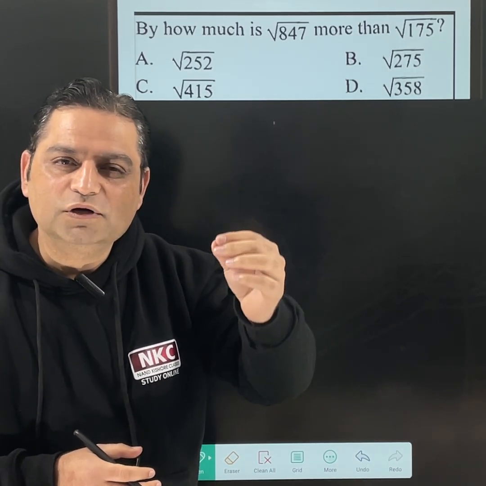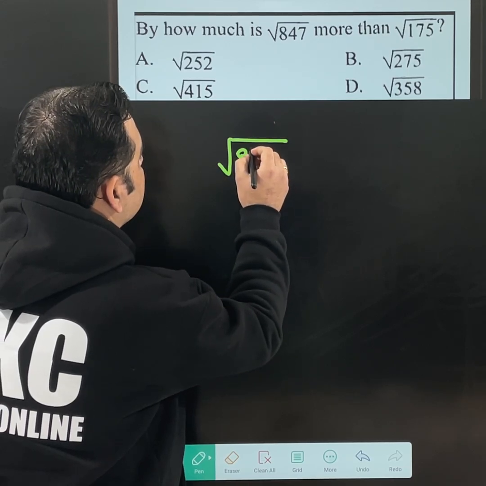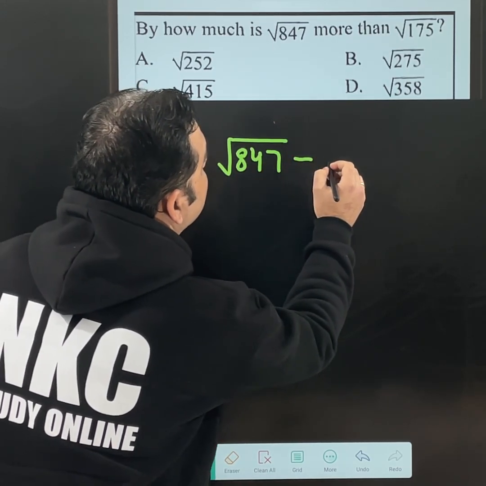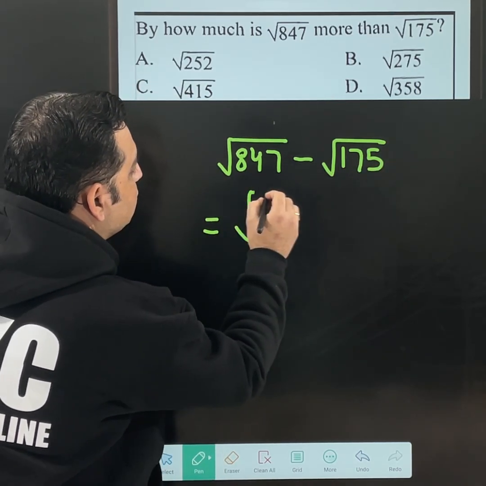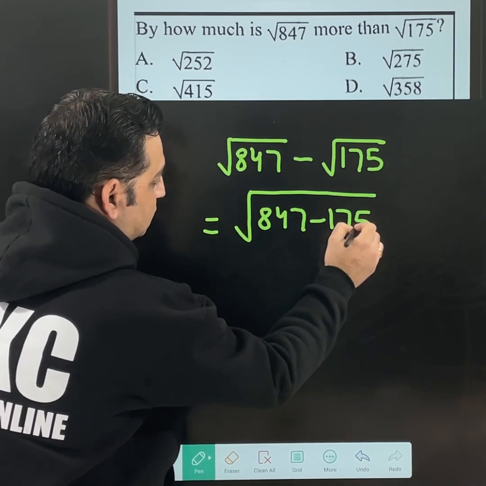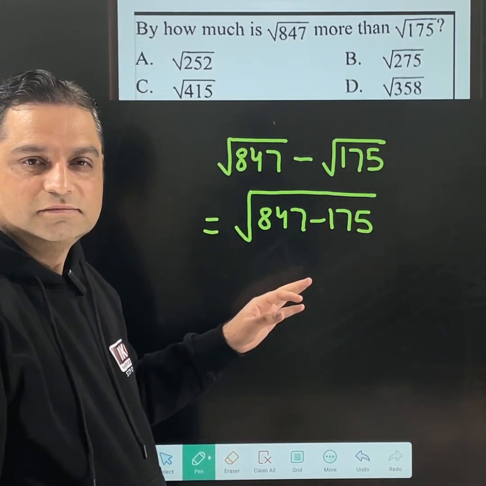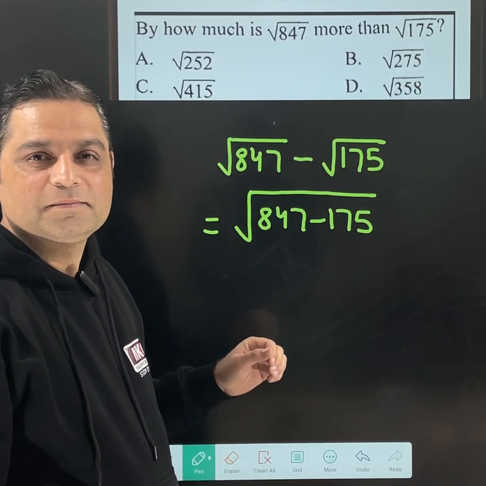The first mistake which students usually make is they will just find square root of 847 minus square root of 175. Most of the students, and maybe many of you, would be thinking to find the difference like this. Please write in the comment box if it was coming to your mind.